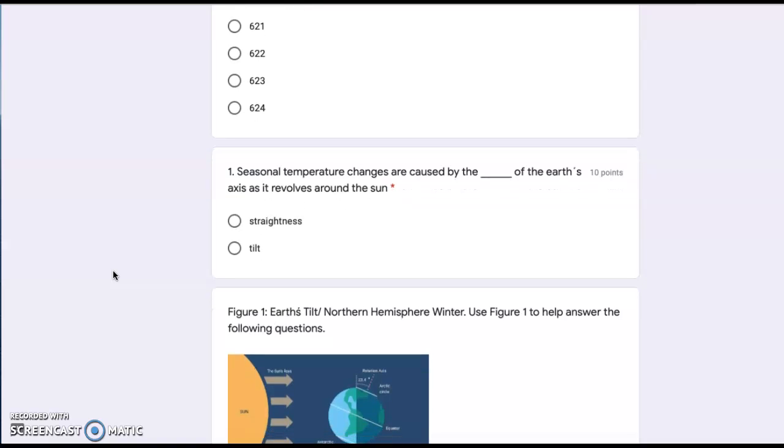Number 1. Seasonal temperature changes are caused by the blank of the Earth's axis as it revolves around the sun. Straightness or tilt.